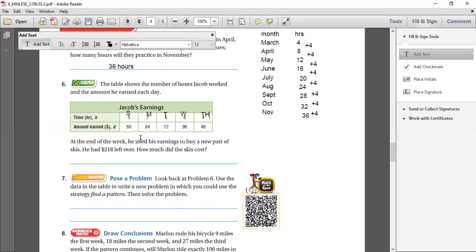What are we going to do here? First step: we know he had 218 left, but we don't know how much he earned in all the week. But we know he earned on Sunday 60, Monday 84, like that. So what we are going to do is add all these amounts which he earned together. So let's add them first. On Sunday he got 60, on Monday he got 84. This is where I put the days. You can put however many days you want to.